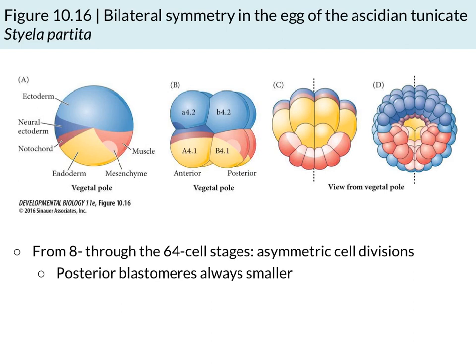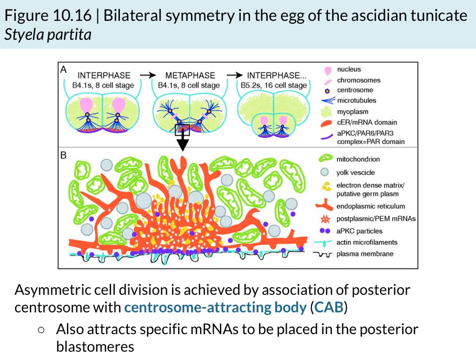These asymmetric cell divisions continue until the embryo has 64 cells. So at each cell division, the posterior blastomeres are always going to be smaller compared to the anterior ones. These asymmetric cell divisions are made possible by the presence of a structure that's known as the centrosome attracting body, or CAB. The CAB is composed of a mass of cortical endoplasmic reticulum, which is what you see in this image labeled in red, and mRNAs. And in this image, it is shown as a CER mRNA domain.